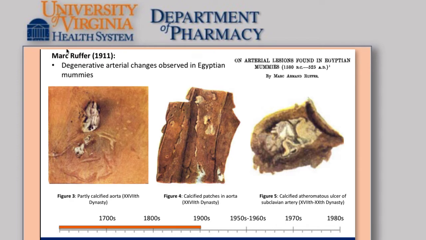Marc Armand Ruffer I wanted to include in here because he did this work looking at the arteries of Egyptian mummies. So even these mummies from over 3,000 years ago have the same degenerative changes of the arteries that we would see today.